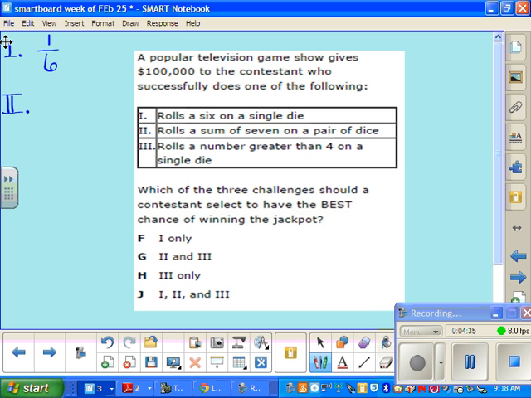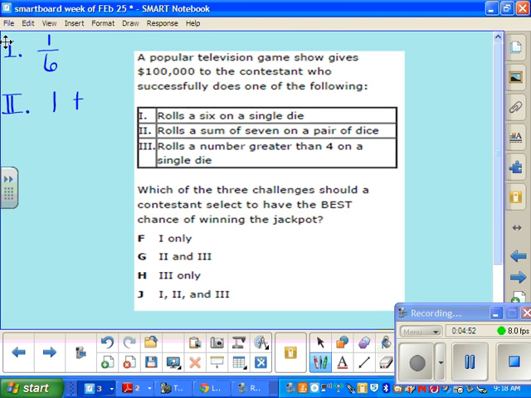So let's look at our probabilities for each one. For number 1, the probability of rolling a 6 on a single die is 1 out of 6. For number 2, roll a sum of 7 on a pair of dice.